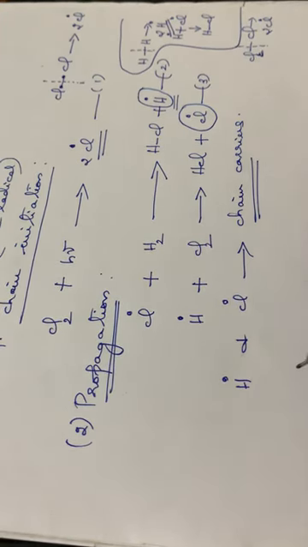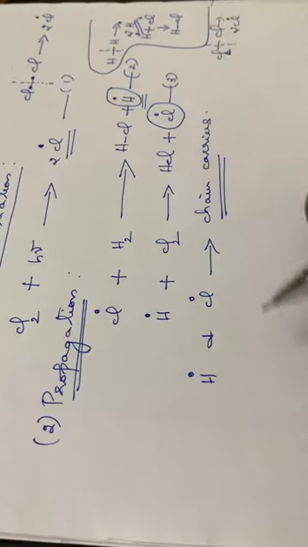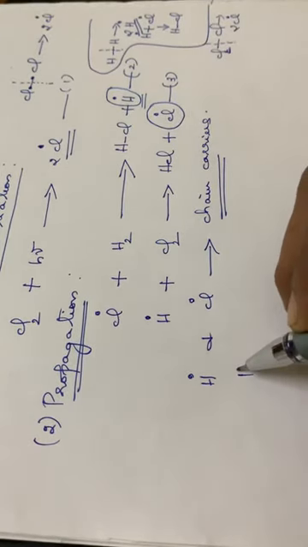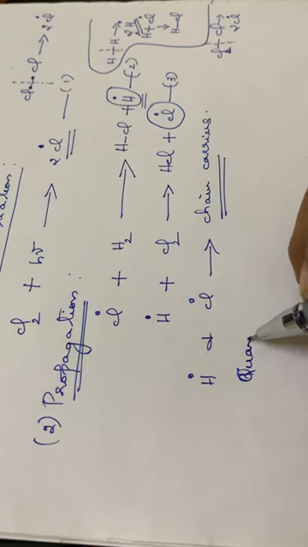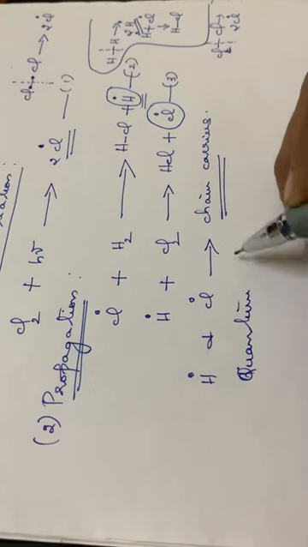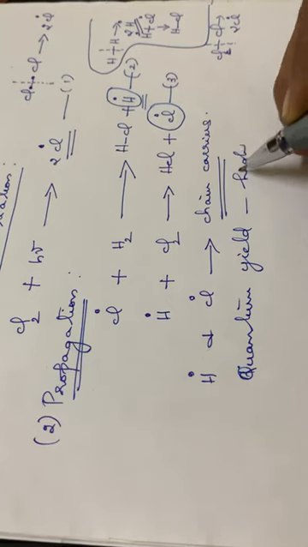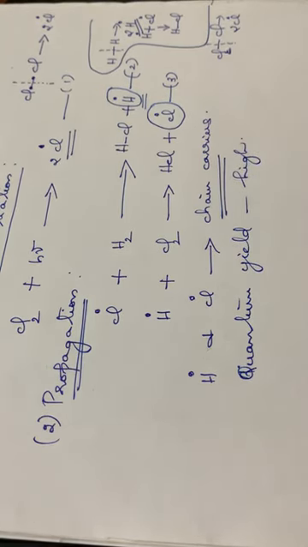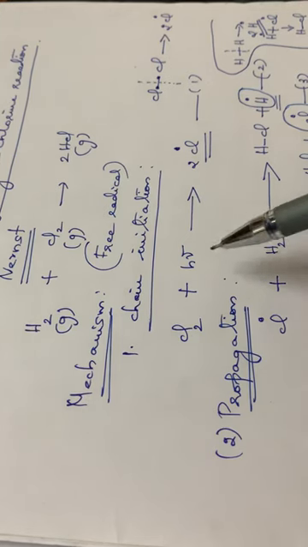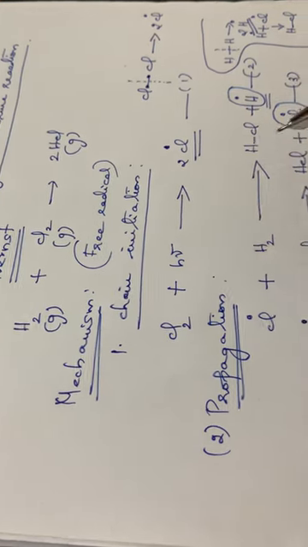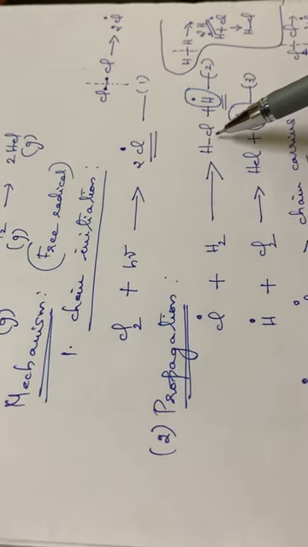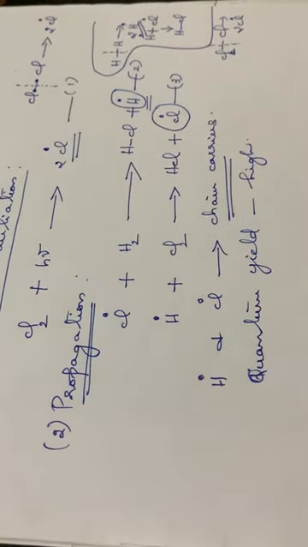and again see, for this reaction, due to the presence of these chain carriers, the quantum yield will be very high. We had seen in our last session the quantum yield or the quantum efficiency. So here we can say that the quantum yield is very high. That means with the expense of a single photon, see how many products are formed. See, 2 molecules of HCl are formed, isn't it?